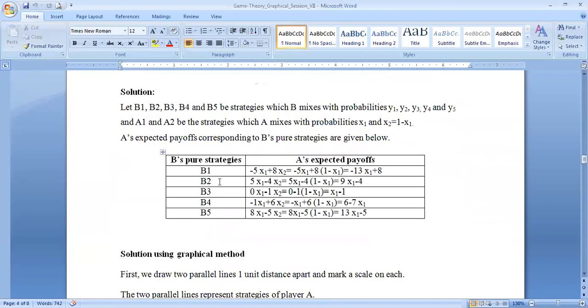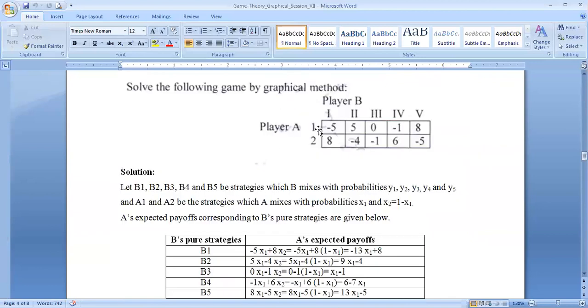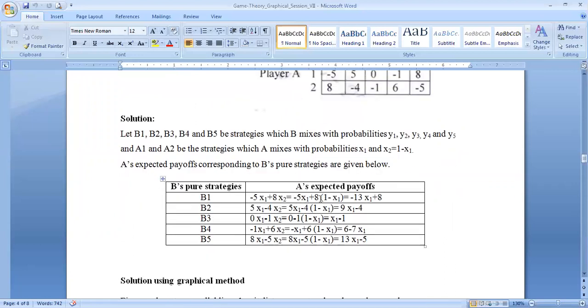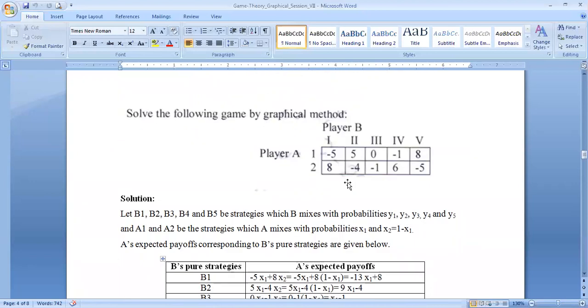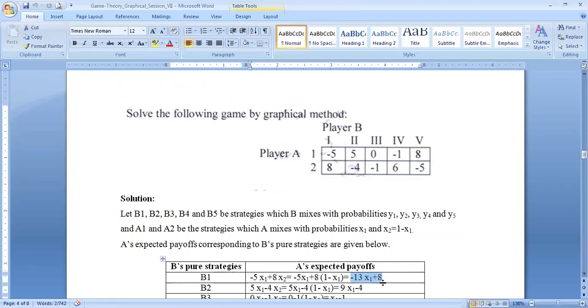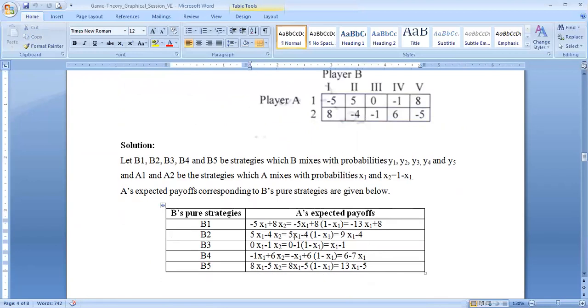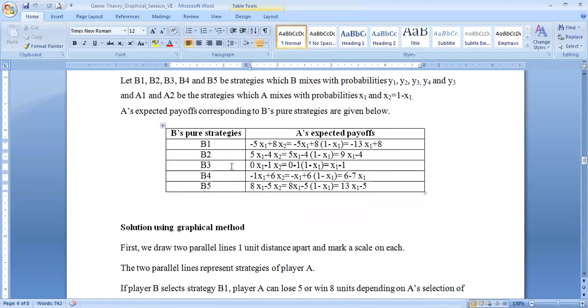That the table is written here. B's pure strategies B1, and here the probability of player A using the first strategy is x1, and the second will be 1 minus x1, or x2. So that is 1 minus x1 that we have written here, and so minus 5 into x1 plus 8 into x2, where x2 is 1 minus x1, and after simplification it comes to minus 13x1 plus 8. Like that, you need to find A's expected payoffs when B plays with the pure strategies.